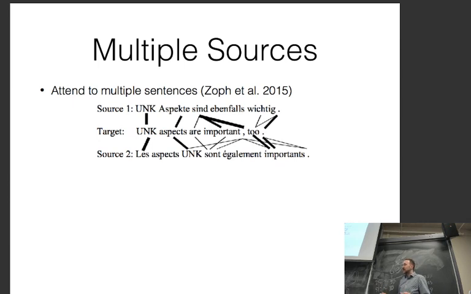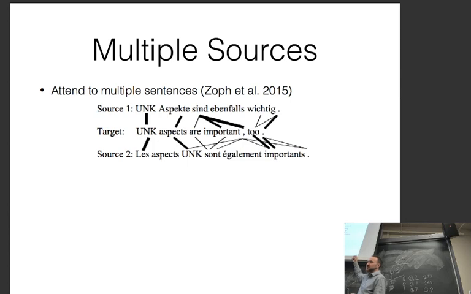There's kind of a downside to this method. Does anyone have an idea? Basically, parallel version. Yeah, exactly. You need bigger or more parallel corpora. So you also need this at test time, right? It's not just training time. You need French and you need German at test time.